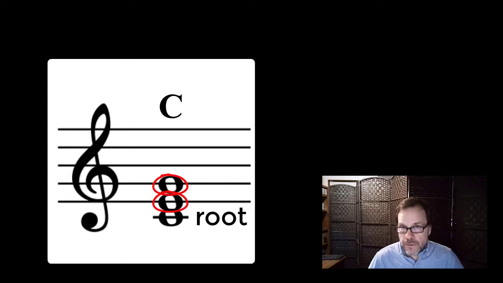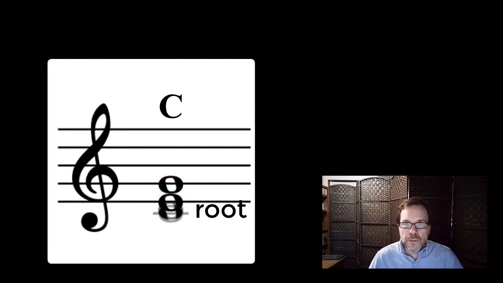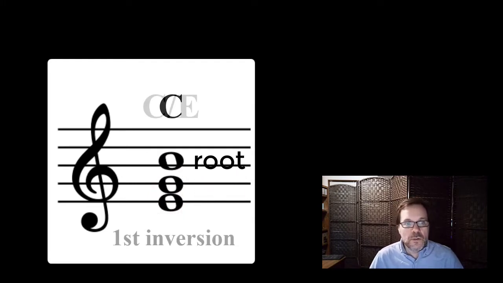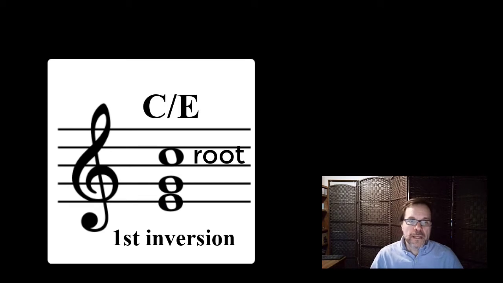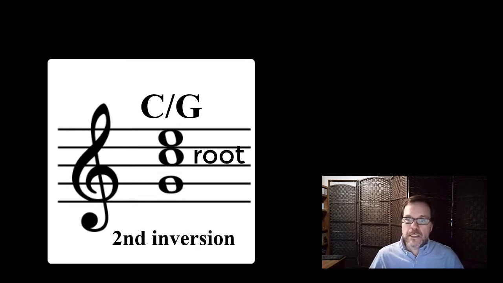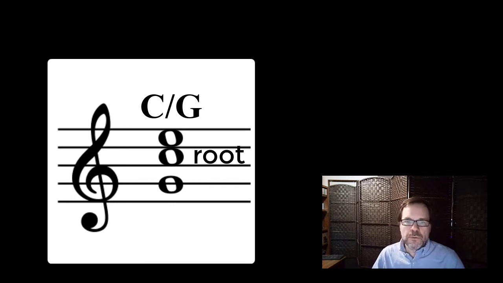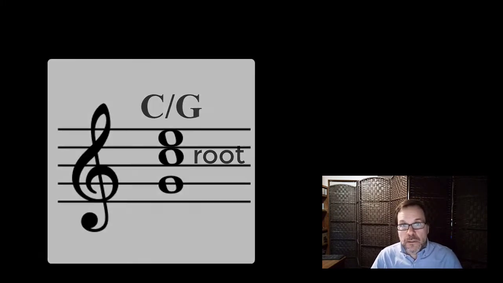I can invert this chord by placing the third in the lowest position, and this is called a first inversion chord. I can also place the fifth of the chord in the lowest position, and I have a second inversion chord. There's plenty of information out there to help you learn more about these, but for my purpose, I just want to help you name these harmonies and construct them quickly.